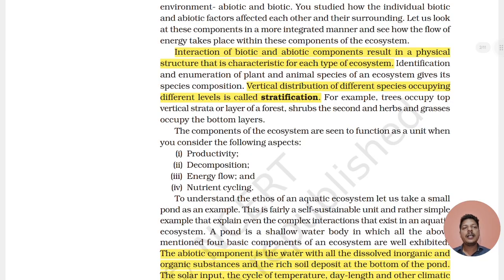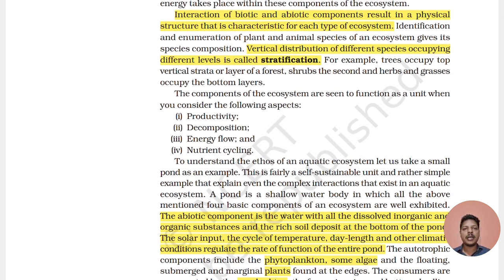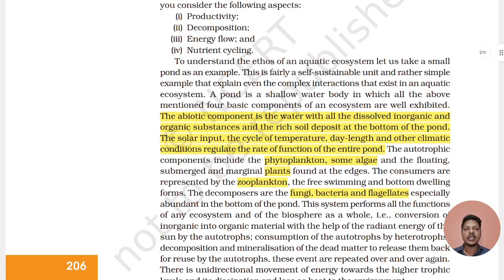For example, trees occupy the top vertical strata or layer of a forest, shrubs the second, and herbs and grasses occupy the bottom layer. Then the components of the ecosystem are seen to function as a unit when you consider the following aspects: productivity, decomposition, energy flow, and nutrient cycling. Here some more points are given.